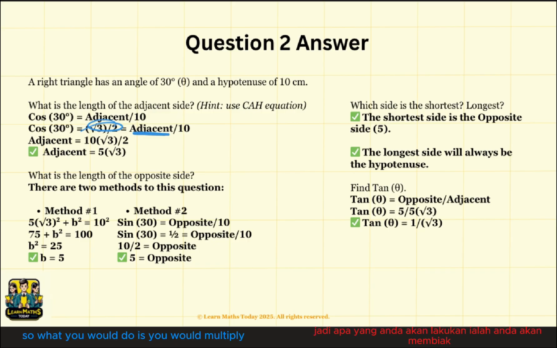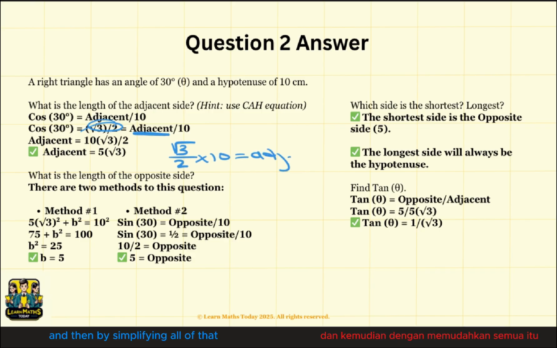So what you would do is multiply root 3 over 2 by 10 equals the adjacent, which is what I did. And then by simplifying all of that, you will see that the adjacent is equivalent to 5 root 3.